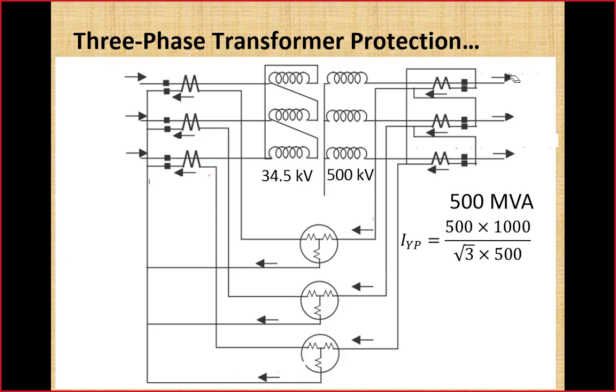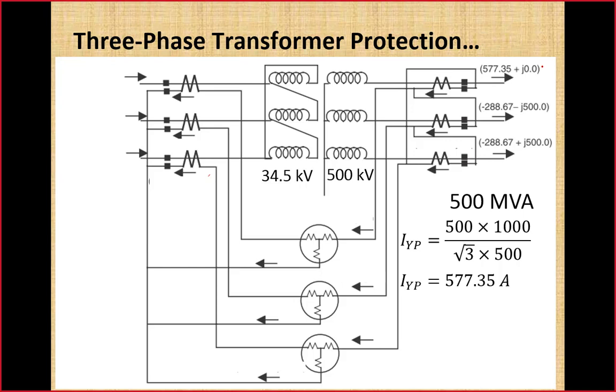Here the current on the Y side of the main transformer, the second subscript P stands for the primary side of the CTs. That has been calculated by using the power rating and the voltage level: 500 into 1000 divided by root 3 into 500. So this current is 577.35 ampere. And if we mark this current on all the three phases, here are the three currents.